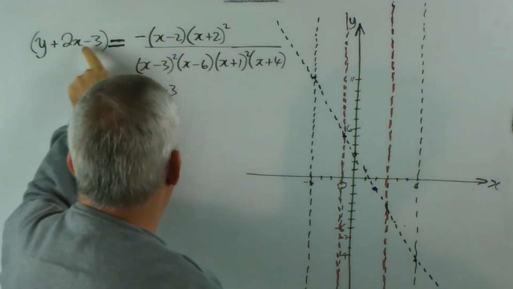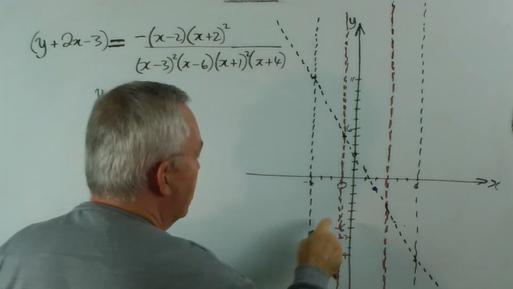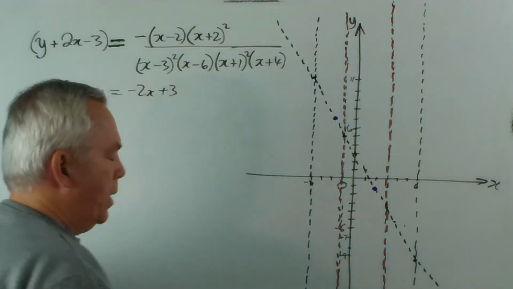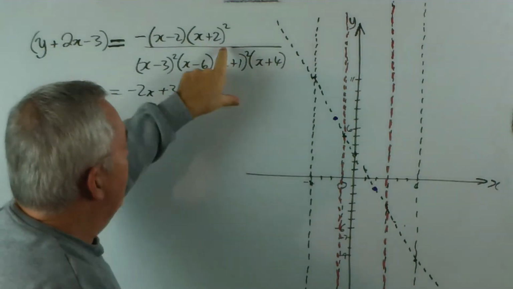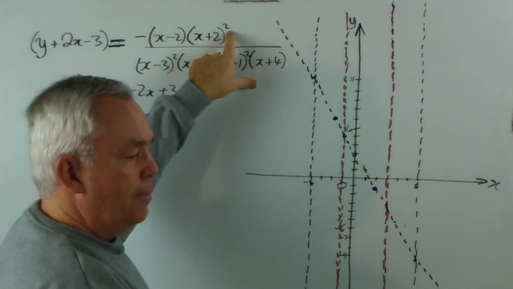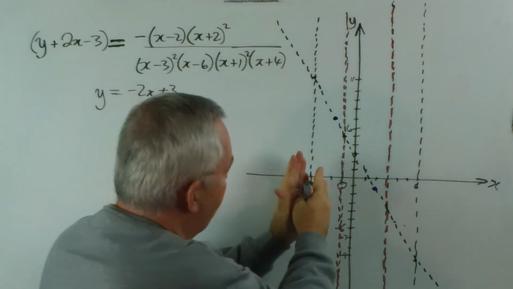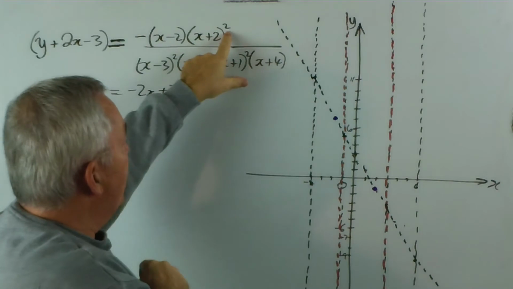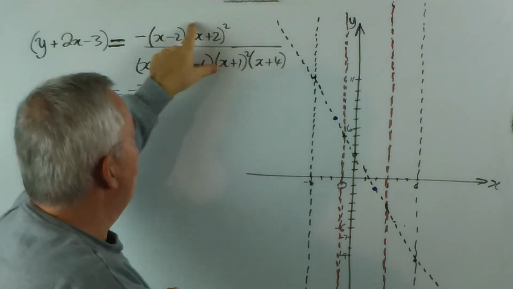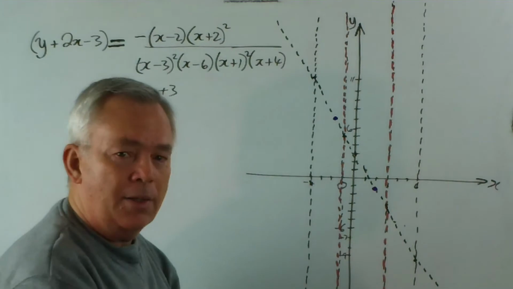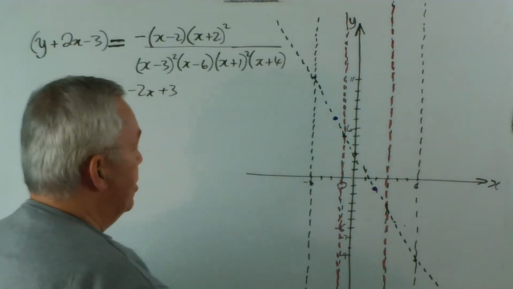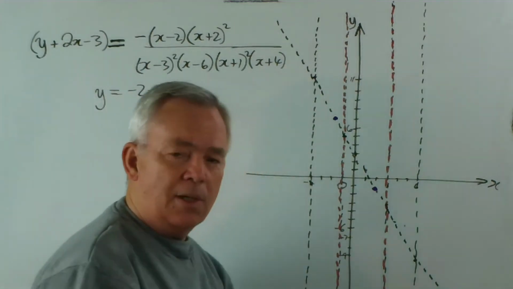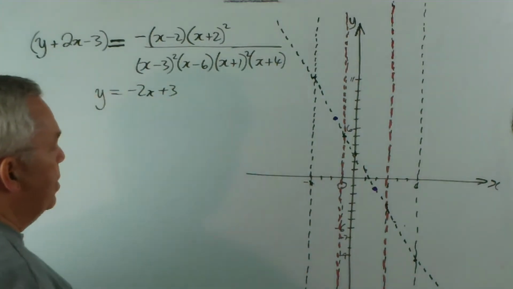Now another value that would make this 0 would be x equals negative 2. Here's negative 2. So we go up and we're going to have some issues there. Notice, however, that this term is squared, which means that when you go from one side of negative 2 to the other side of negative 2 and square the result, this is always going to be positive. You're not going to get a change of sign. So the graph is actually going to touch the asymptote here, but it's going to want to remain on the same side. We'll see what that means.